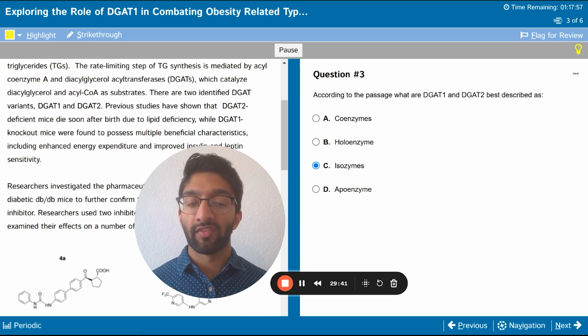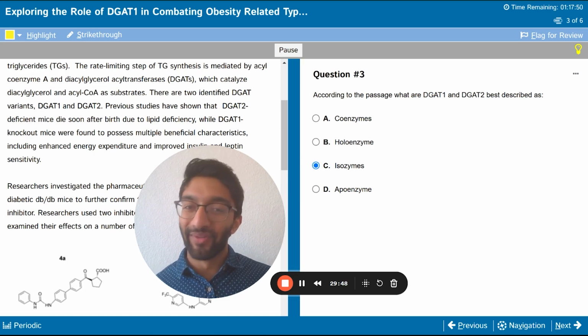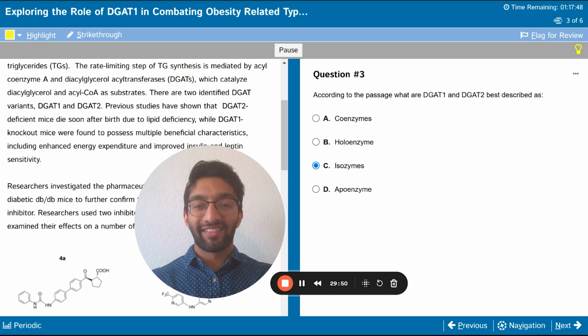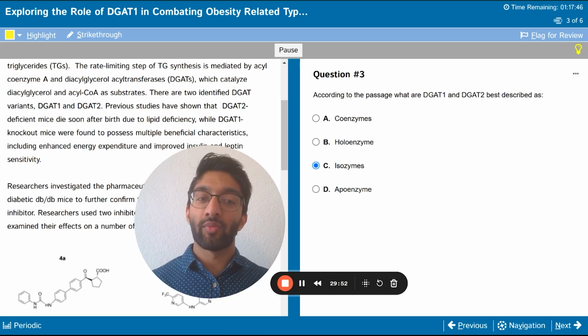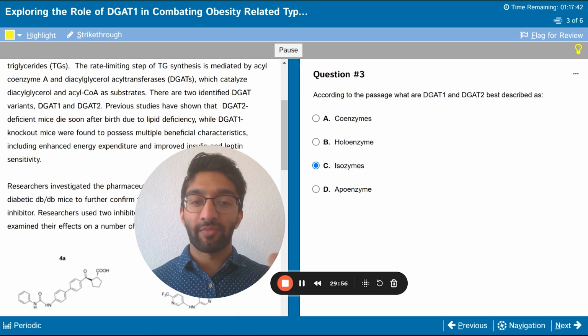Pick the specific one, because I could also put "they're best described as" and one of the answer choices would be enzymes. Yeah, they're both enzymes, but that's said in the passage, right? The MCAT isn't trying to test your ability to recognize that it's an enzyme, more so that it's an isozyme. That's more specific, and that's what we really care about. So that's what we're going to answer.